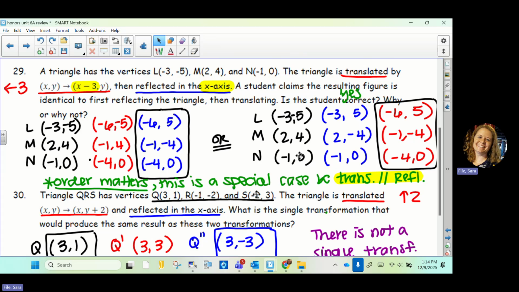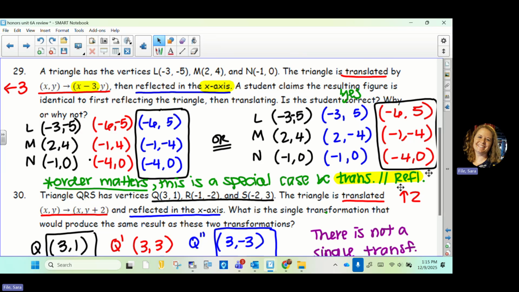But here, this is a special case because the translation is parallel to the line of reflection. The line of symmetry that we reflect across is the x-axis, and our translation is affecting the x. It goes along the x-axis. So because I'm translating parallel to the line of symmetry, that's the reason that they came out the same. So had this been a vertical translation, up or down, and then reflected over the x, they would not have come out the same. Does that make sense? Do you understand what I'm saying?